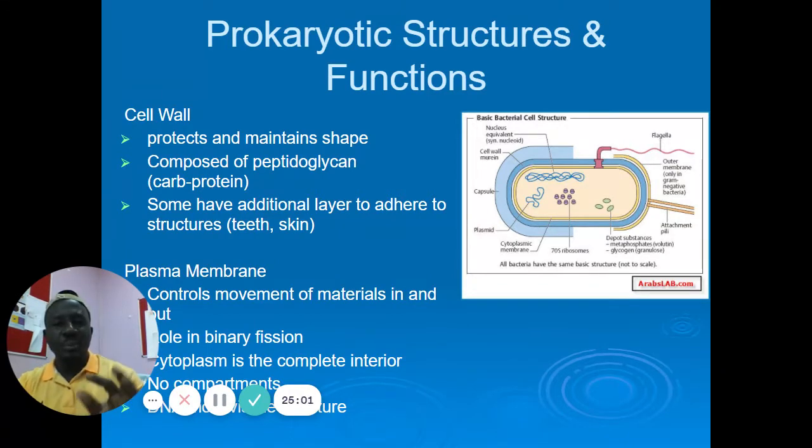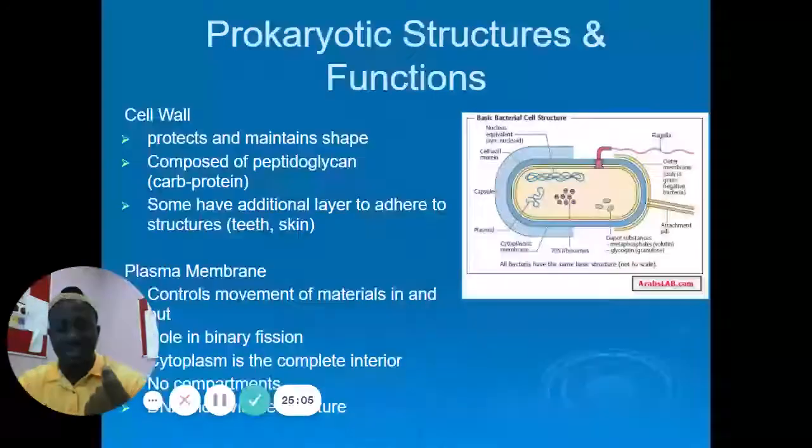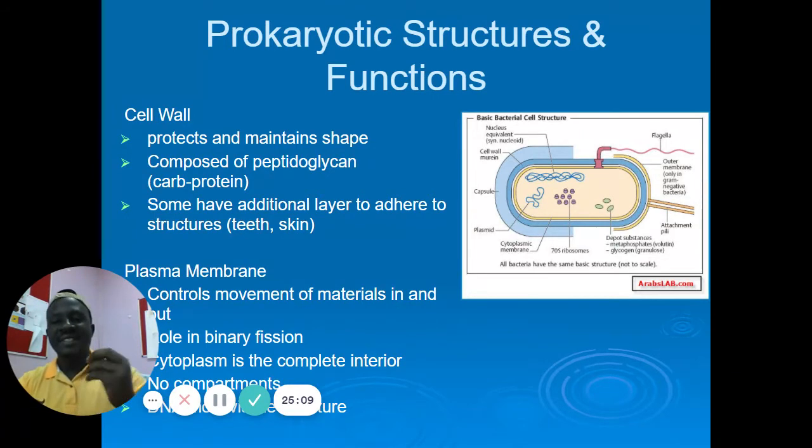Number one, a cell wall protects and maintains the shape of this prokaryotic cell, for example, bacteria. Number two, it is composed of peptidoglycan, which is a conjugated protein with a carbohydrate. Peptide, that's the protein part, glycan, that's the carbohydrate part. So a carbohydrate and protein joined together form that strong structure, which is called the peptidoglycan.